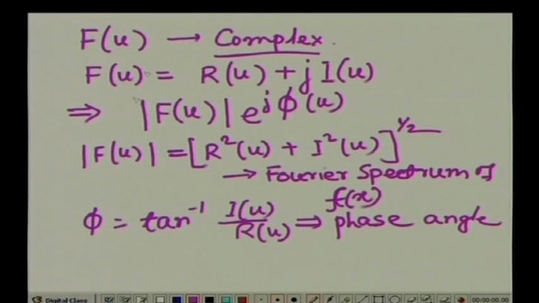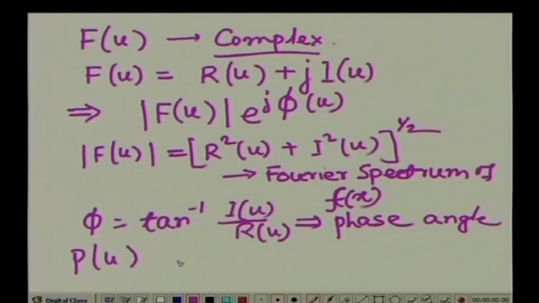So, from this we get what is known as the Fourier spectrum of f(x), which is nothing but the modulus or the magnitude of the Fourier transformation F(u), and the tan inverse of the imaginary component I of u by the real component R of u. That is the phase angle for a particular value of u.